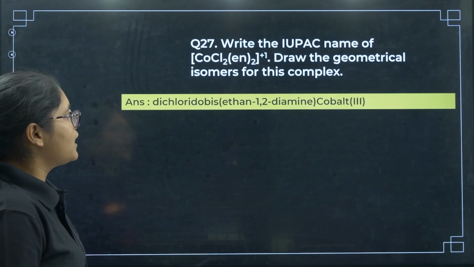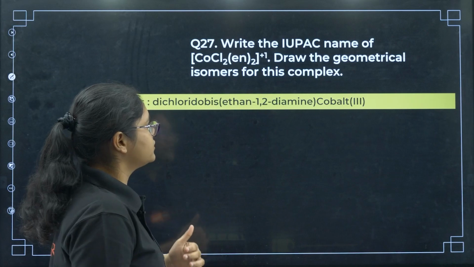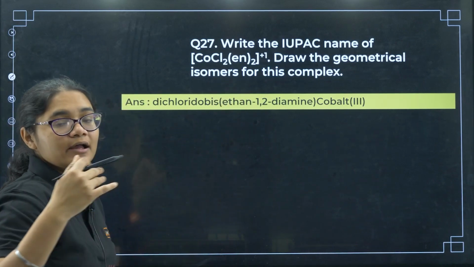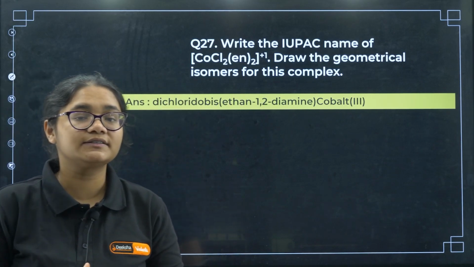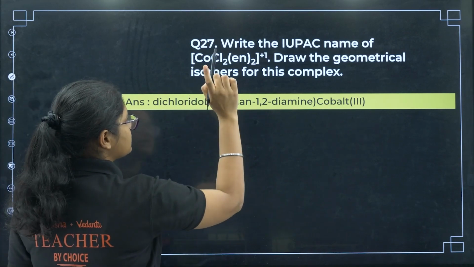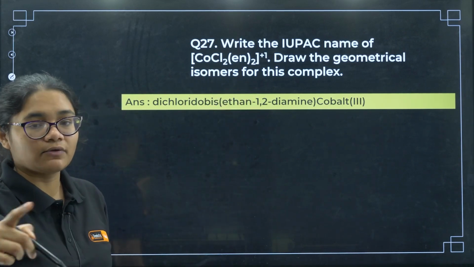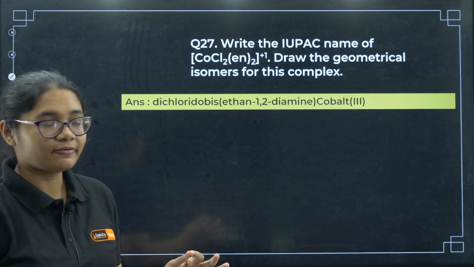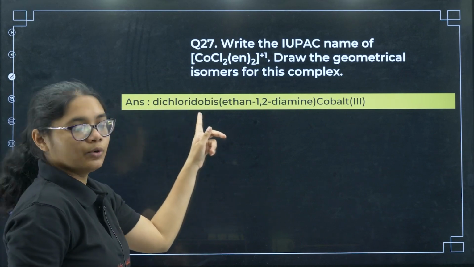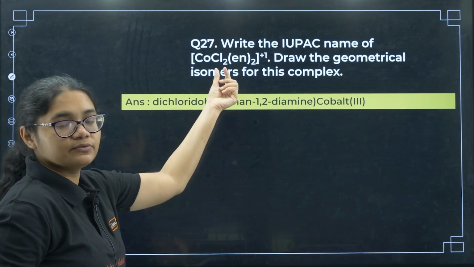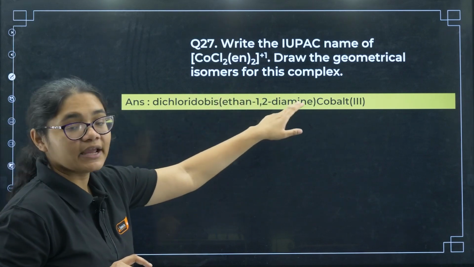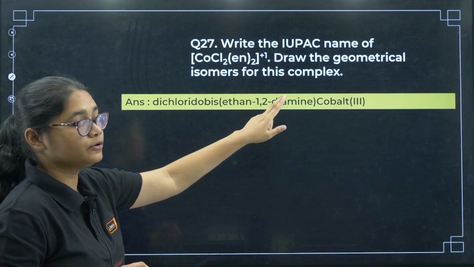Okay, next, write the IUPAC name of the given compound and draw the geometrical isomers of this complex. So if you see here, in the case of writing the IUPAC name, the first thing we do is we have to write the ligands. So here you can see one ligand is chlorine, one ligand is ethane-1,2-diamine. So which comes alphabetically first? Chlorine will come first because it is starting with C. So we have dichlorido first. Then for this type of ligands we use the word bis before that to represent that it is 2. So bis(ethane-1,2-diamine). Okay, dichloridobis(ethane-1,2-diamine).